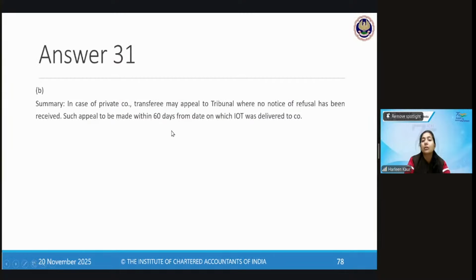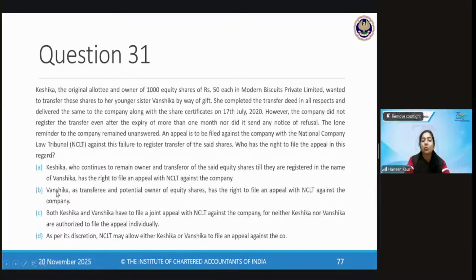What are the correct answer? They have given you in the summary, na? That within 60 days, transferee will file an appeal if no notice has been received. Then I will just quietly think, एक ही ऐसा है point जिसमें transferee की बात कर रहे हैं.